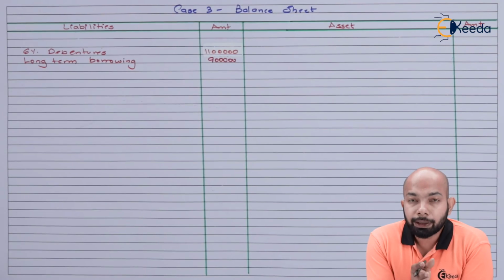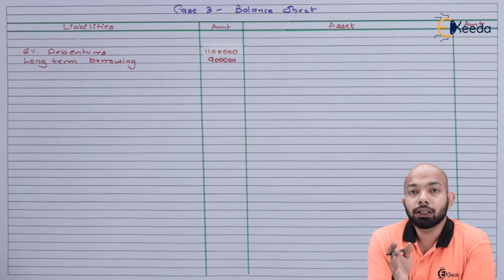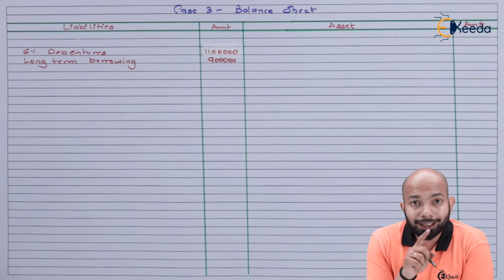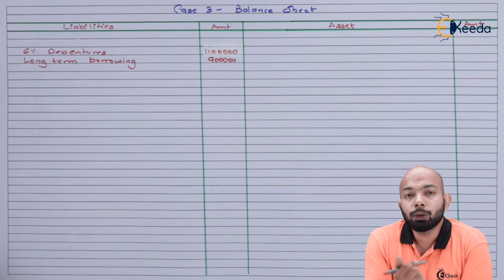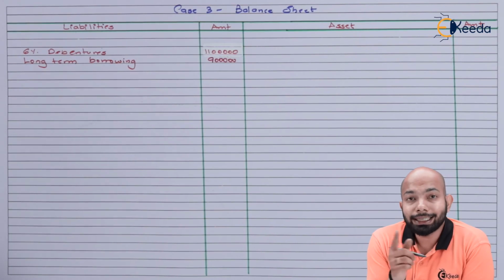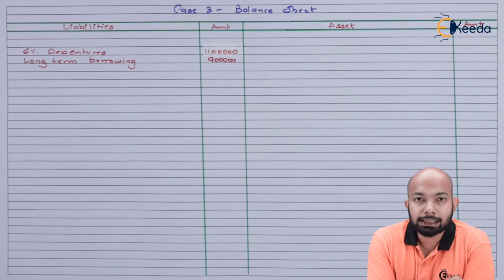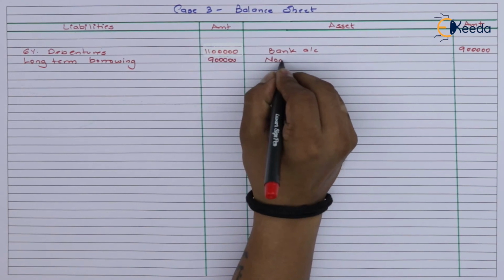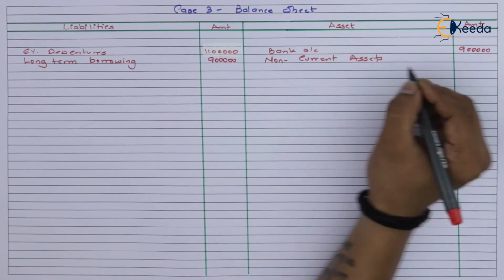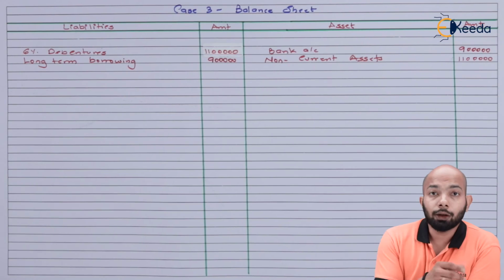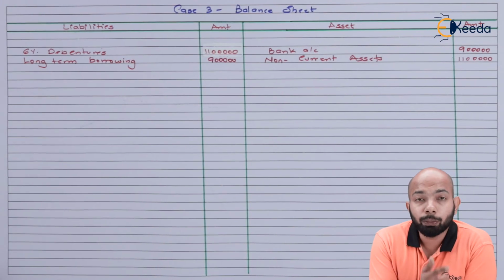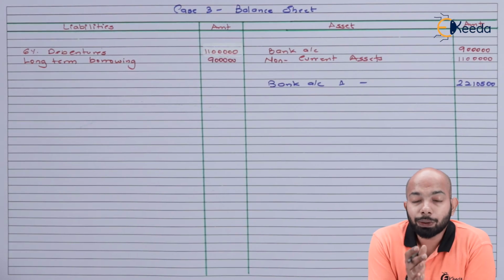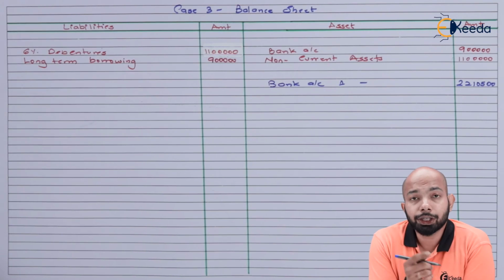So on the liability side, we have mentioned 6% debenture and the total of long-term loan or long-term borrowing, which is 9 lakh rupees, which has been mentioned. Now on the asset side, this 9 lakh rupees will be mentioned in the bank account, and the 11 lakh will be mentioned as non-current assets. Now that both these details have been mentioned, it's time to mention the bank account from the journal entries for open subscription. So the total of bank account is 22 lakh 10,500, which has been mentioned.